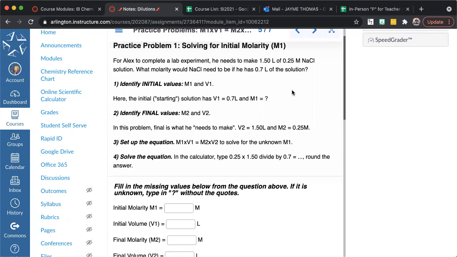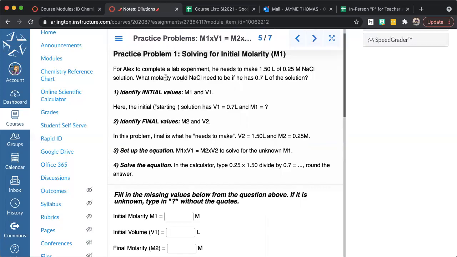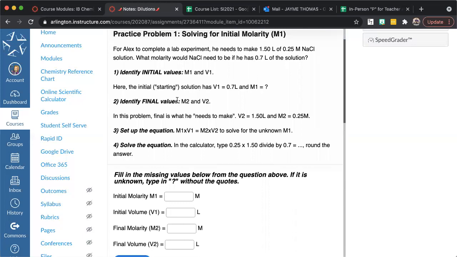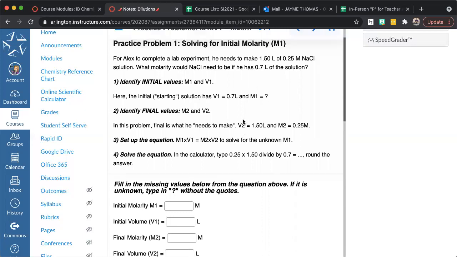Okay. So basically you want to go through and identify your initial values. So M1 and V1, okay. It says the starting, so this keyword here, he has 0.7 liters. So that's what he's starting with. So that would be his initial volume or V1. M1 is the question mark because it says what molarity would he need if he has that much volume to start with. Then for the final values, final is what he needs to make.